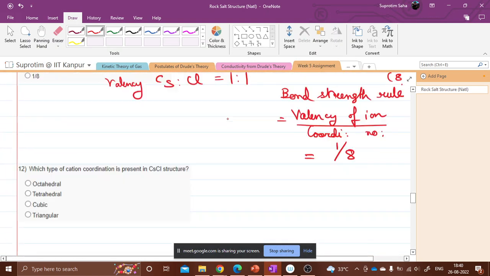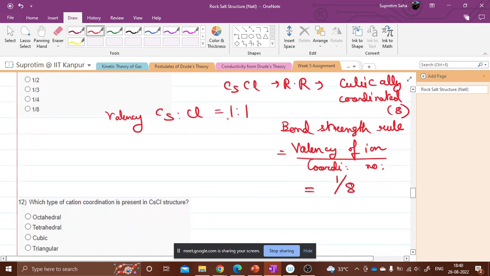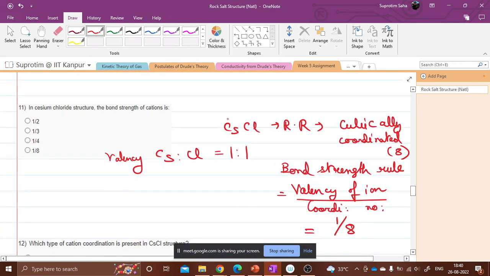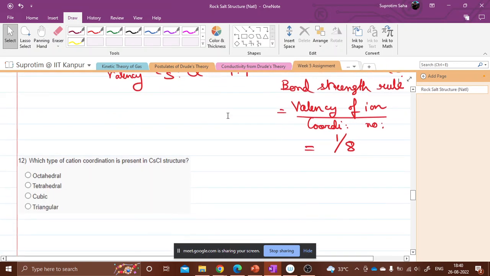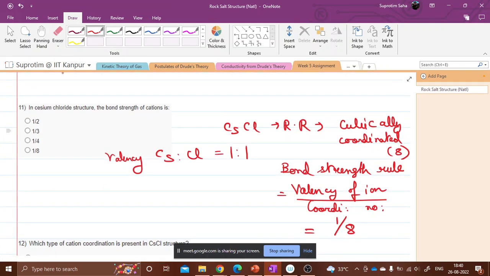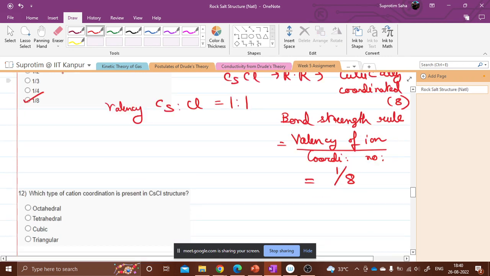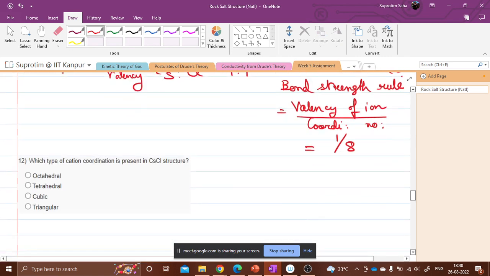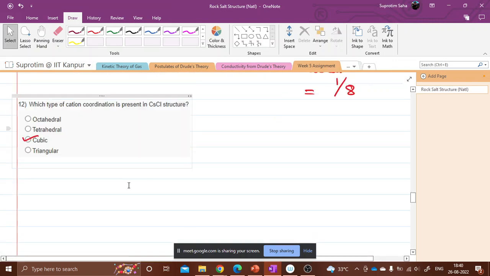So in cesium chloride, the bond strength of cations, the coordination number is 8. So the bond strength of the cation is 1 by 8. So 1 by 8 is the correct answer. So which type of cation coordination is present in the cesium chloride structure? It is cubic, right? So cubic coordination, which we already saw.